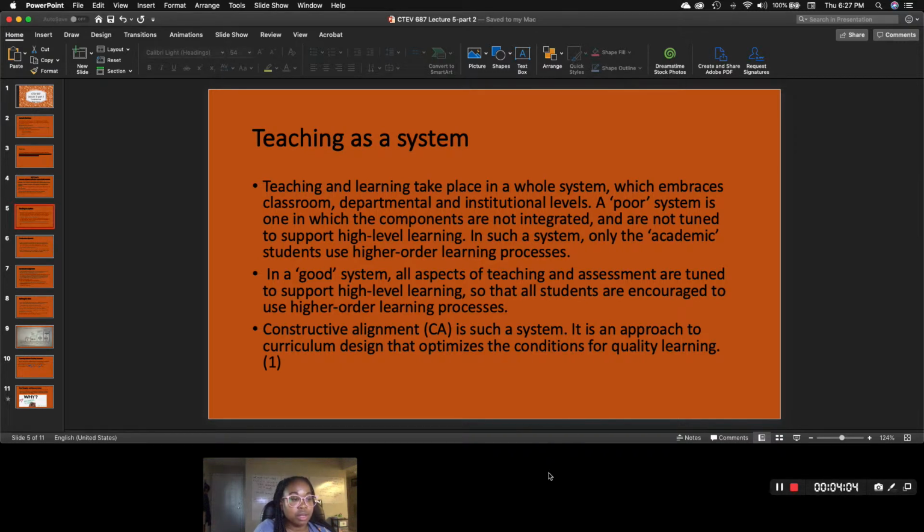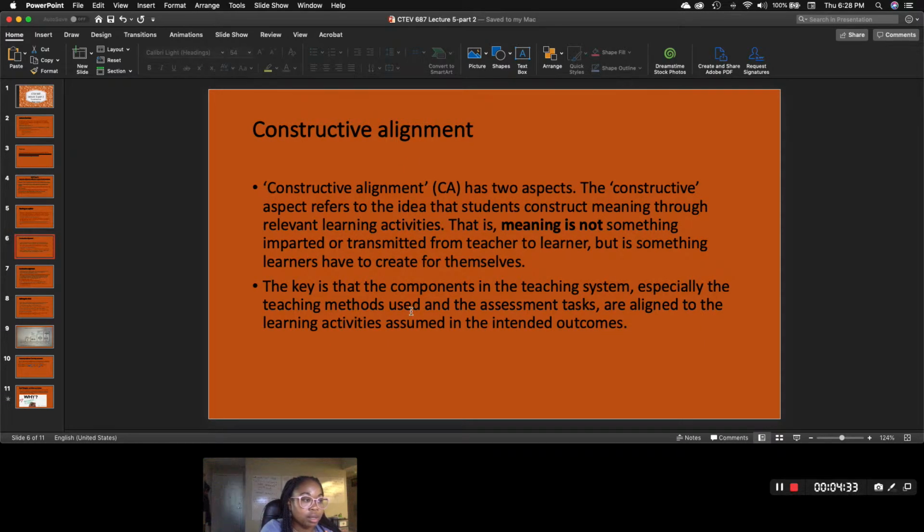This is done through constructive alignment, an approach to curriculum design that optimizes the conditions for quality learning, similar to Universal Design for Learning and the 5 dimensions of Banks' multicultural education layout. And also, I would say cooperative learning does that to a certain extent, but maybe not as aligned to standards-based. But the point is that everyone is at a high level of achievement.